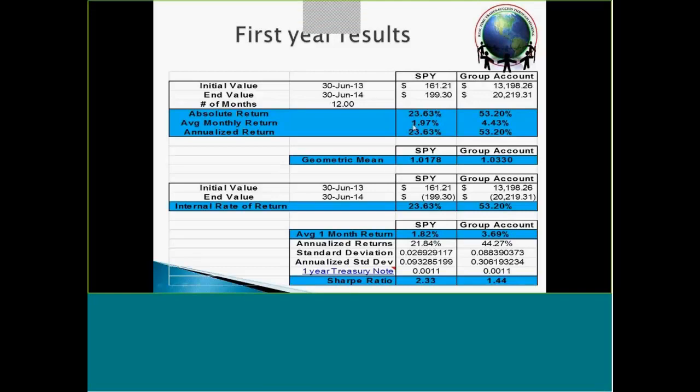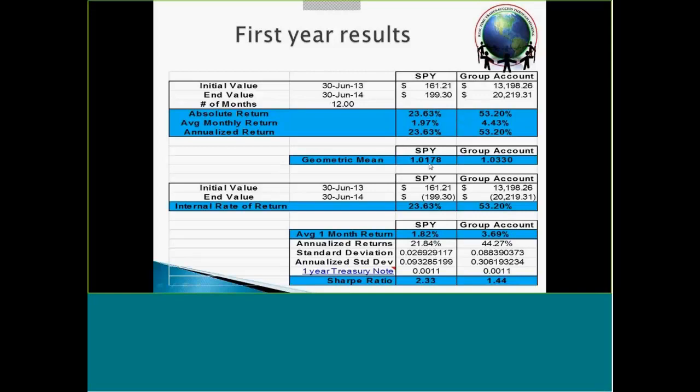Monthly return for that was 1.97. That was our monthly average return, and that's basically 23 divided by 12. In our group account, we started with 13,198, and we grew that to 20,219. That's an absolute return of 53%, or an average monthly return of just under 4.5%. So on an absolute basis, you can see those returns are pretty significant.